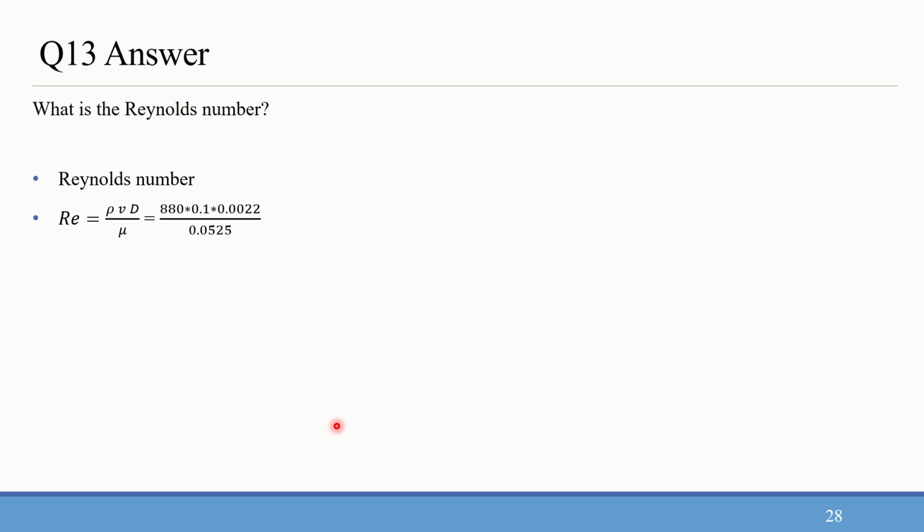880, 0.0525. So that gives us Reynolds number as 3.6876 or 3.69. So now if we look at the Reynolds number, what are we able to see? We can see that the Reynolds number is higher than 1. Its value is greater than 1.